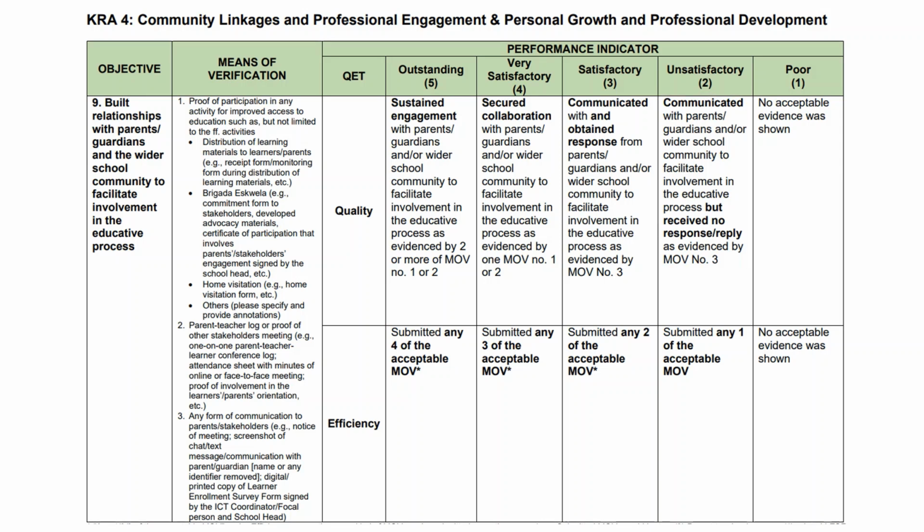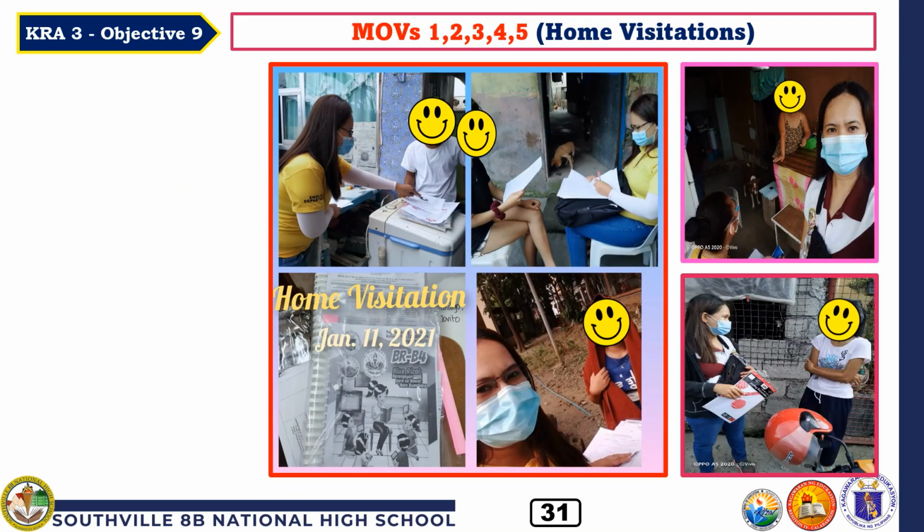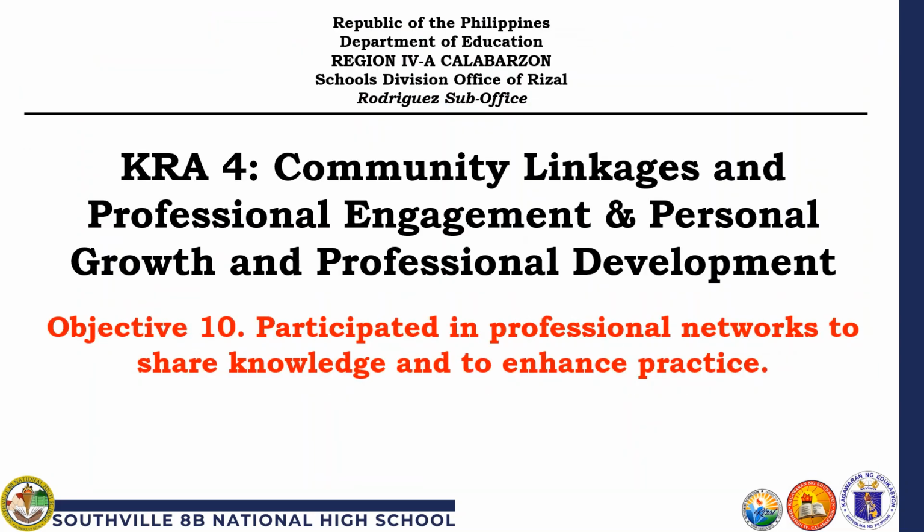For efficiency, you will get 5 if you submit any 4 of the acceptable MOVs. 4 if you submit 3 of the acceptable MOVs. 3 if you submit only 2, and you will get 2 if you submit only 1 acceptable MOV. MOVs 1 to 3, 4, 5. Another MOV, KRA4, Objective 10.